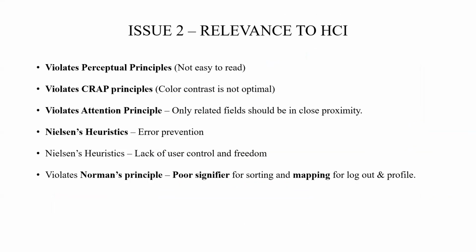With relevance to HCI, the failure of the AA compliance test signifies a violation of the perceptual principle and the CRAP principle, wherein the C stands for contrast. Nielsen's heuristics suggest using optimum error prevention methods, but here it is very likely for the user to accidentally log out due to its close proximity to the username. This also violates Norman's two principles, mapping and signifiers, because the availability of a sort feature is not quite evident.